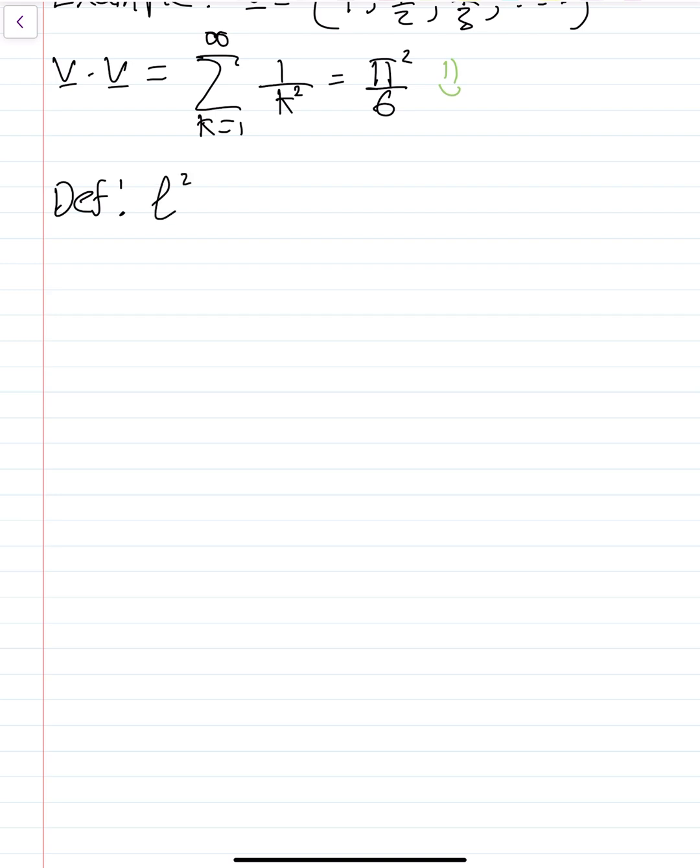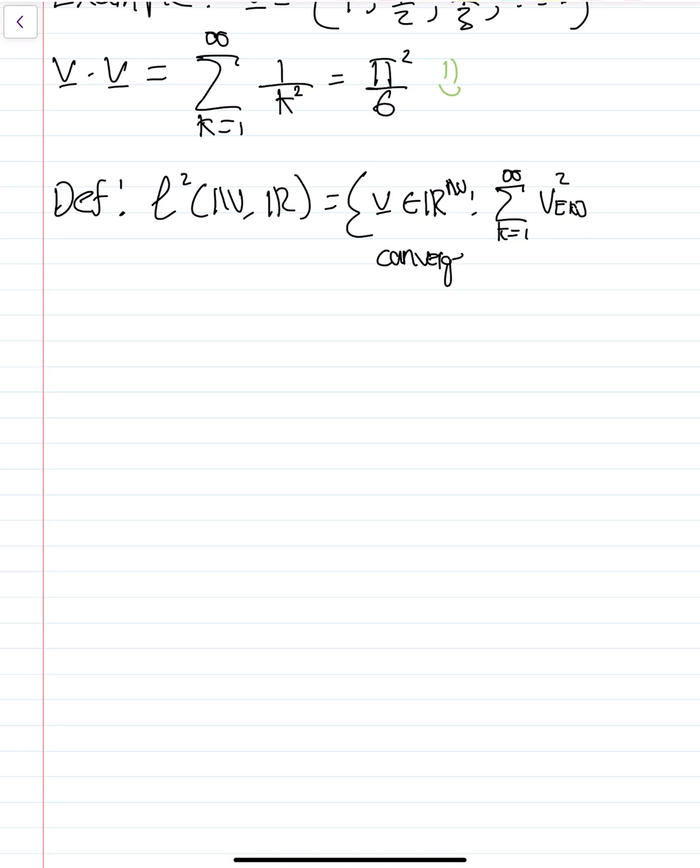L2 of n comma R is going to be equal to the set of all vectors v in R to the n, such that if I add up each of the components in v and I square them all, this result converges. It's just going to be the set of all vectors where I square them all and they converge, or otherwise where they have a finite modulus.